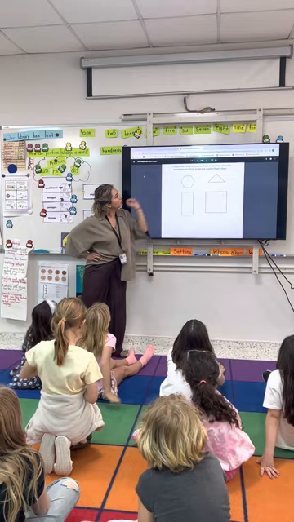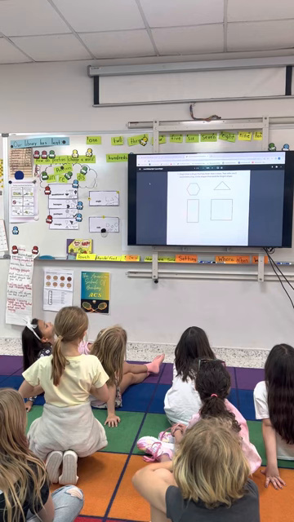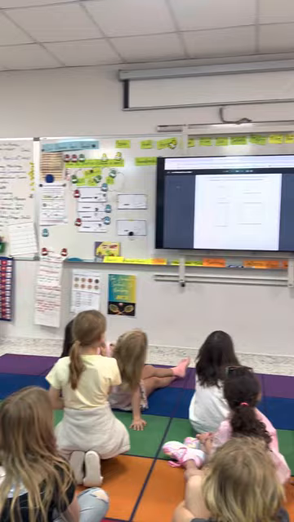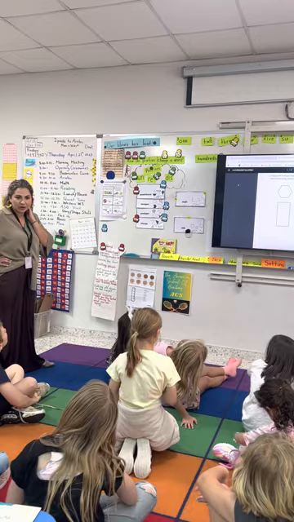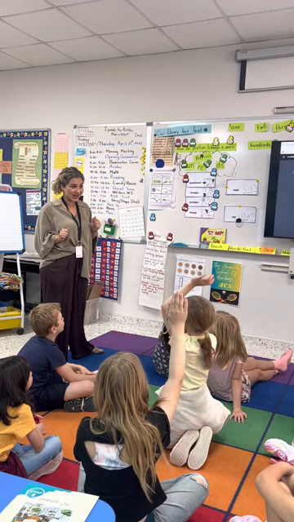Diego has fewer than five sides. Two sides are 3 centimeters long. Circle shapes that could be Diego's shape. Ooh, so you're going to be investigators and you're going to use a tool. Which tool are you going to use? Ruler. You're going to use a ruler to measure the sides.